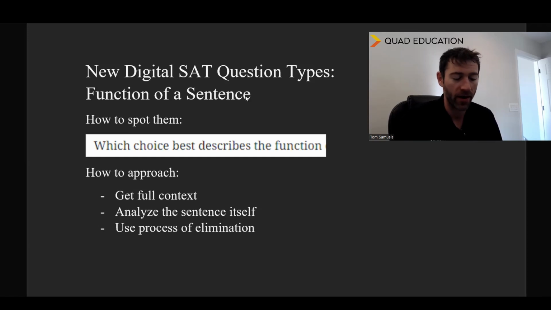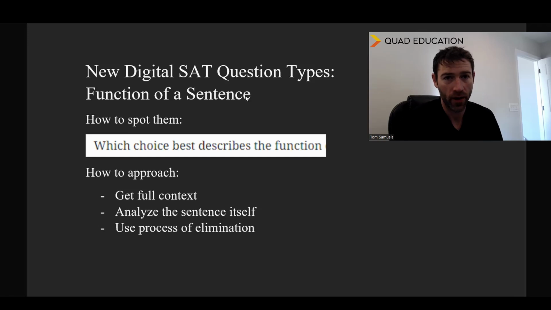Next, you want to analyze the sentence itself. So what do you think, in your own words, is the purpose of this sentence? What is it doing? Why is it here? And whether that's a high degree of detail or only some detail is okay, because as we look to process of elimination, which is the last step here, we're going to be able to be more specific about what we're looking for.